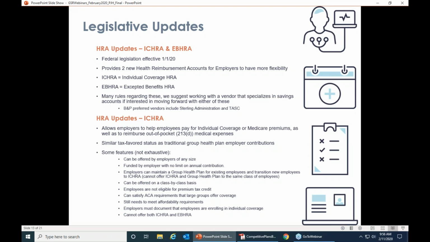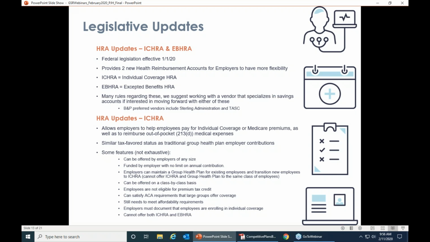With the individual HRA, this is going to be reimbursement for individual coverage or Medicare premiums. So some employers are basically saying, I'm going to drop my group plan, I'm going to have you just go out and get an individual medical plan, and then I'll just reimburse you some of that premium. That's the option under this individual HRA. And it's interesting because there's similar tax-favored status as the group plan.